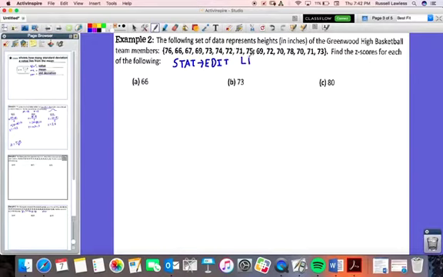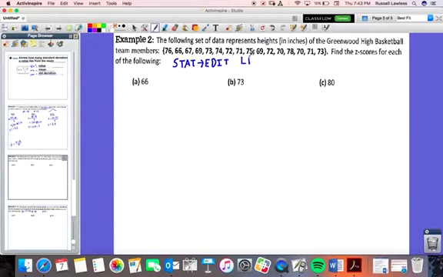Now, if you have data points already in it, go all the way up to L1 until the black box is over L1, hit clear. That should clear all those data points so that you'll be able to put in 76, 66, 67, 69, 73, 74, 72, 71, 75, 69, 72, 70, 78, 70, 71, and 73. I've just put those into my calculator as I'm talking. Hopefully you did too. If not, pause the video until you get your data points entered.